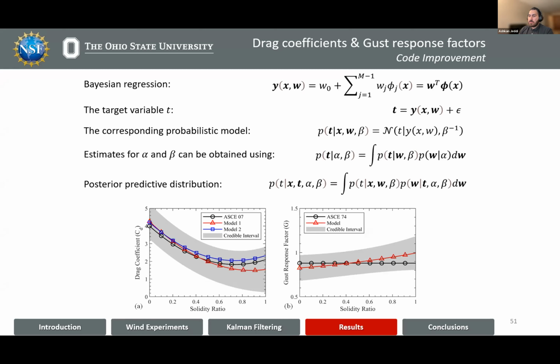For the drag coefficients, model 2 shows a 12% difference between the ASC suggestions and the provided estimates in our approach. Similarly, the updated models for gust response factors show a 13% difference compared to the ASC suggestions.